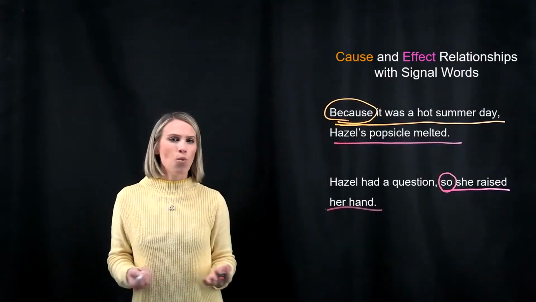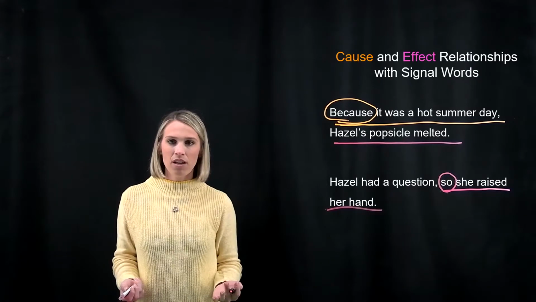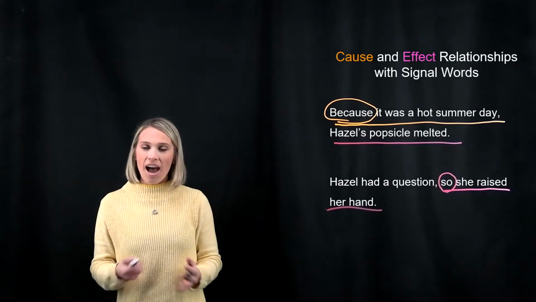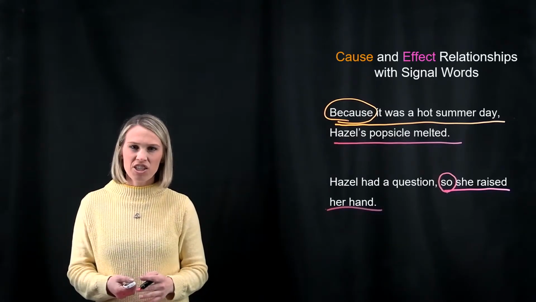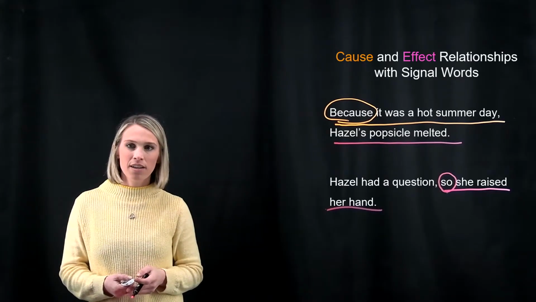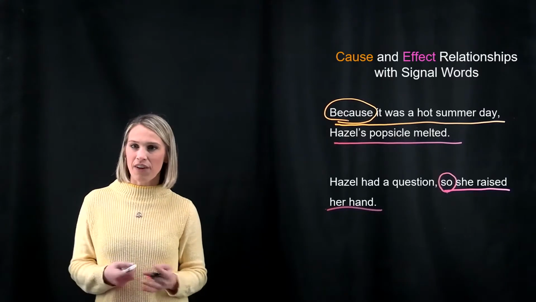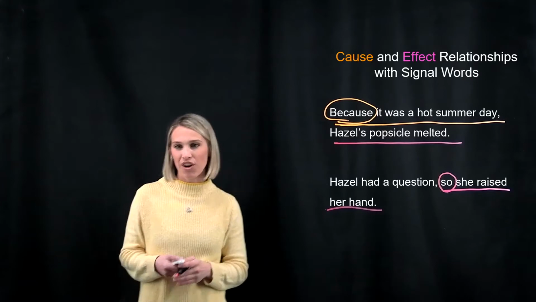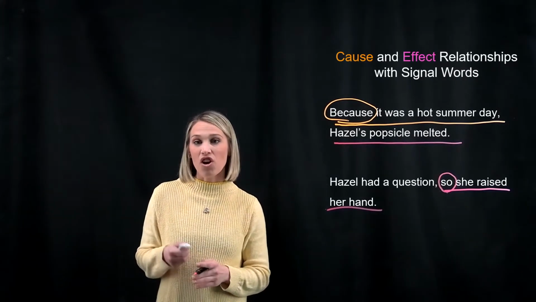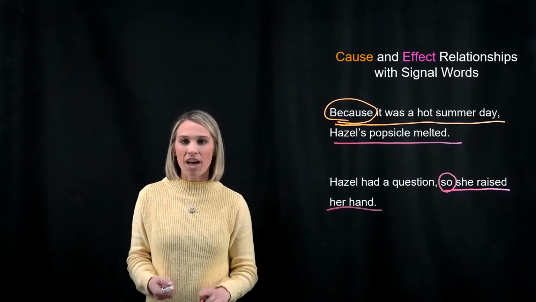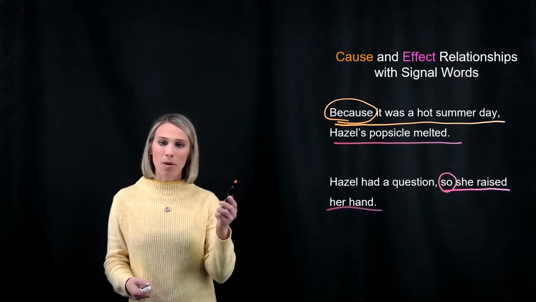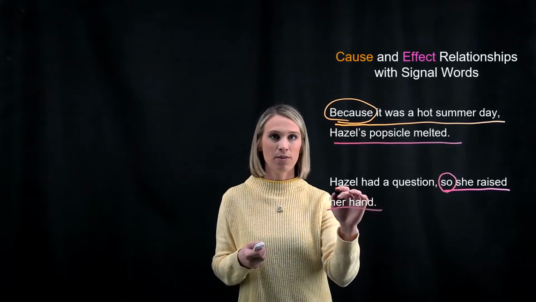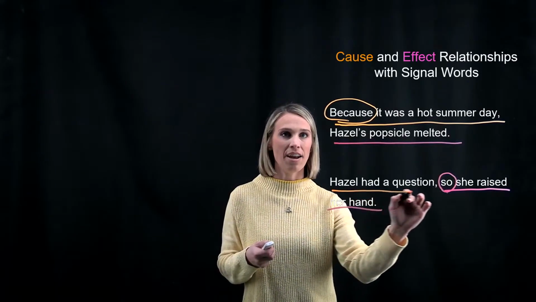I need to find out why Hazel raised her hand. A cause tells me why an action occurs. I think Hazel raised her hand because she had a question. There is a cause and effect relationship between Hazel had a question and so she raised her hand. I know that the cause is Hazel had a question. I'm going to use my orange marker to underline our cause statement, which is Hazel had a question.